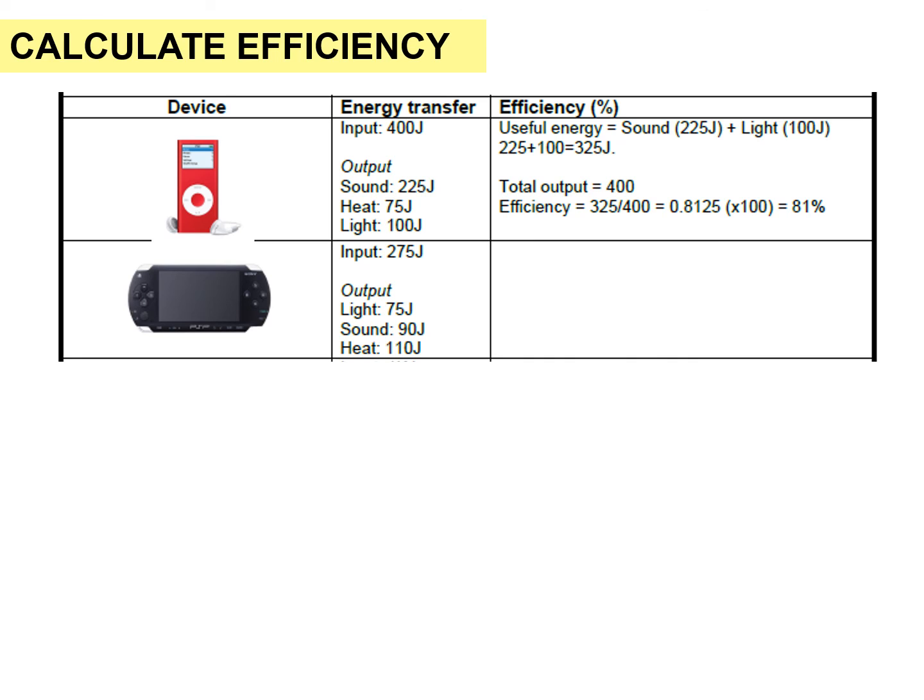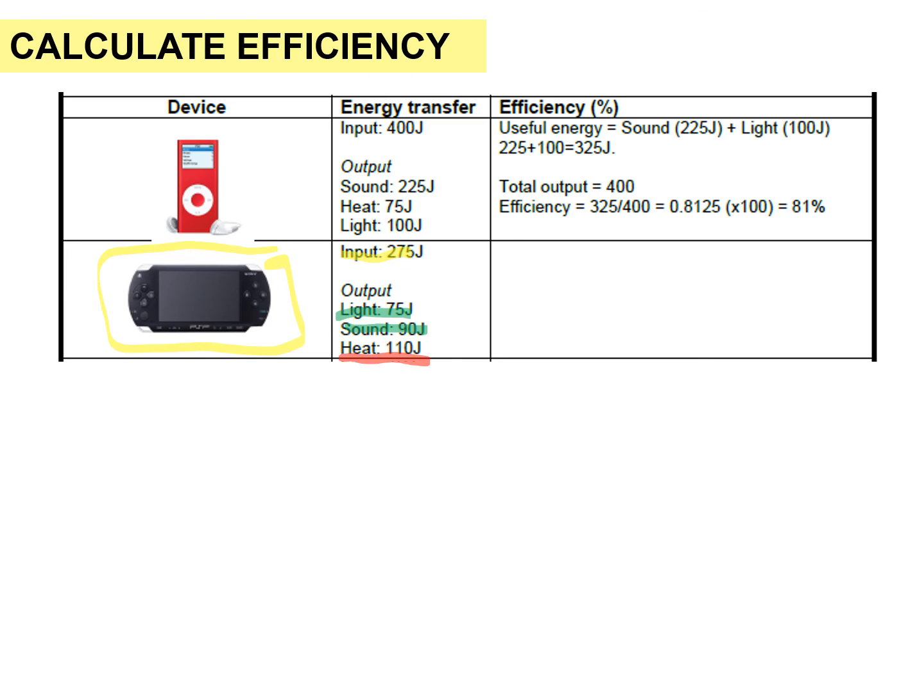Let's do an example. Okay, so first of all, we've got an example at the top that's been done for us. We've got a handheld gaming device, very old-fashioned now. The input is 275 joules. And then we've got three outputs. We've got light, sound, and heat. Now, we do want light because we want to see the screen, and we do want to hear the sounds coming off this game machine, but the heat is just wasted.